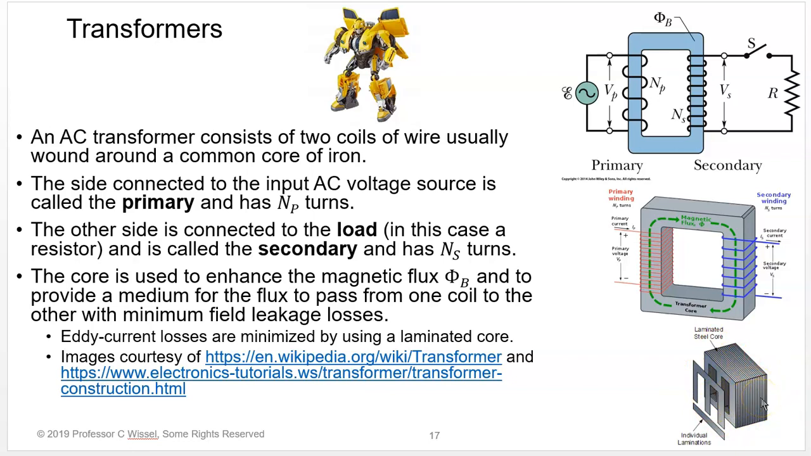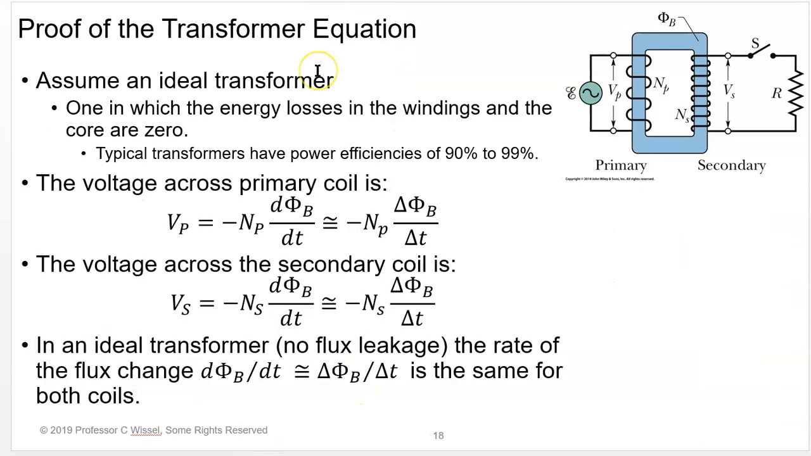It keeps them physically small, so they can't build up and become large I squared R losses. So the eddy current losses are minimized by using a laminated core. Now we're going to prove the transformer equations we had a couple slides back. We're going to assume an ideal transformer. That's one in which the energy losses in the winding and the core are zero. Typical transformers have power efficiencies of 90 to over 99%. The big ones in the substations, the power company does not want to be wasting anything heating that transformer.